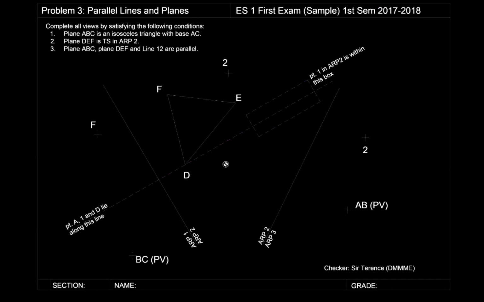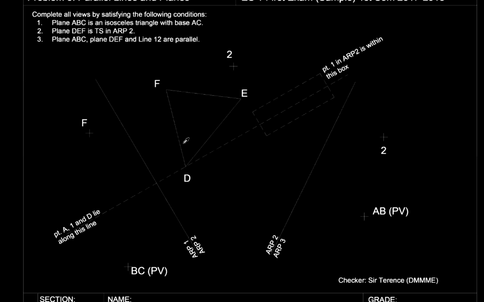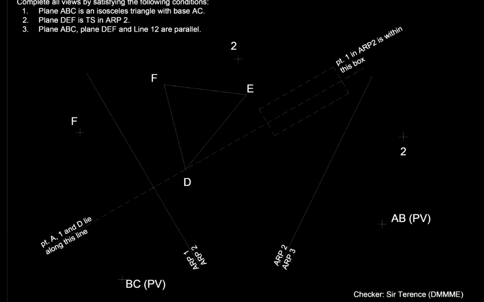This is parallel lines and planes, and let's complete all views by satisfying the following conditions. And I think this is a much simpler problem than the one before. Okay, so let's start with: plane ABC is an isosceles triangle with base AC.